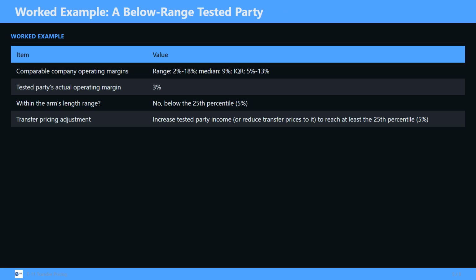Here is how this plays out with real numbers. A set of comparable companies shows operating margins ranging from 2% up to 18%, with a median of 9% and an interquartile range running from 5% to 13%. The tested party, though, reports an actual operating margin of only 3%. Is that inside the arm's length range? No. 3% sits below the 25th percentile of 5%. So it falls outside the interquartile range entirely and calls for either an adjustment or a documented explanation.